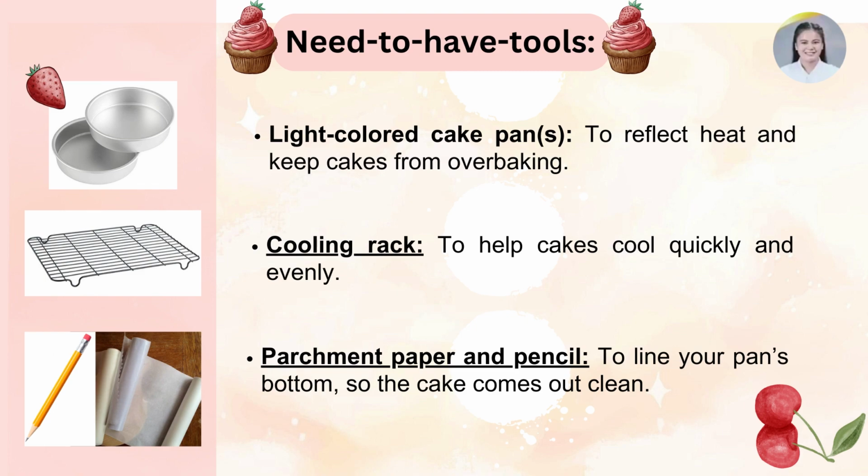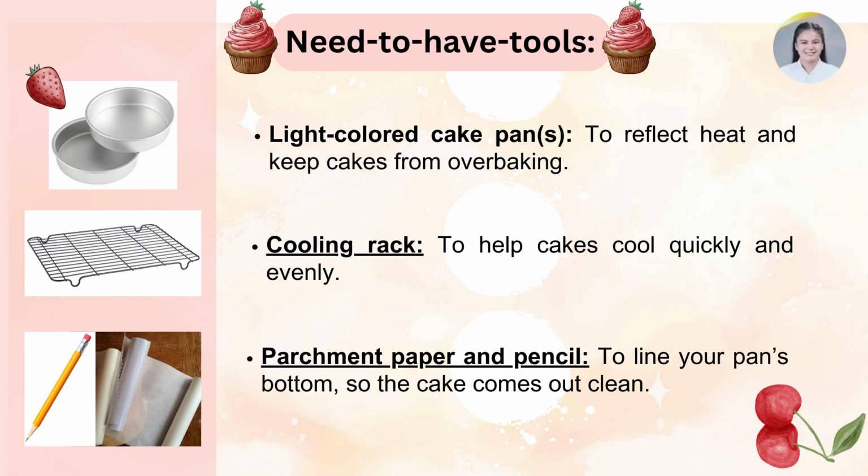Next is the cooling rack. It helps the cakes cool quickly and evenly. A cooling rack is a wire rack used in baking to allow freshly baked goods to cool evenly and quickly. The rack is designed to elevate the baked goods off the hot baking sheet or pan, allowing the air to circulate around them and dissipate the heat. Cooling racks are, in short, made of metal wires arranged in a grid pattern. With spaces between the wires, it allows the air to flow through.